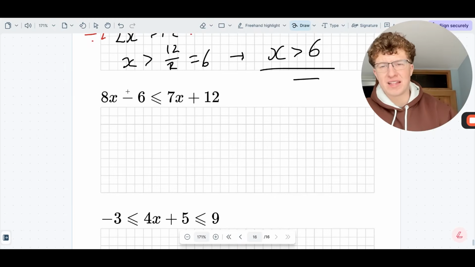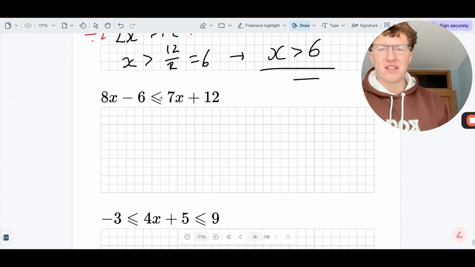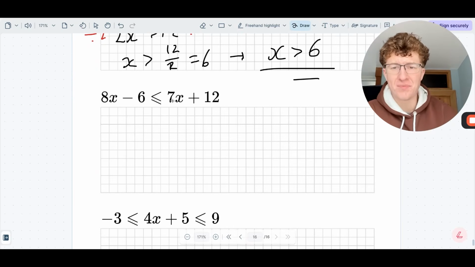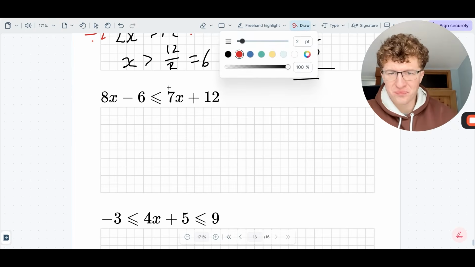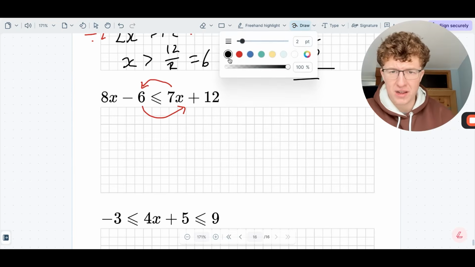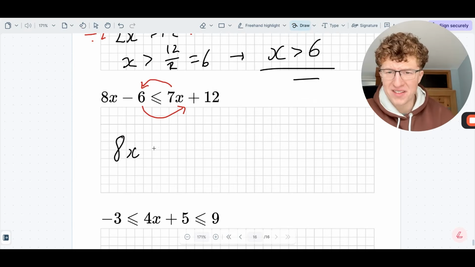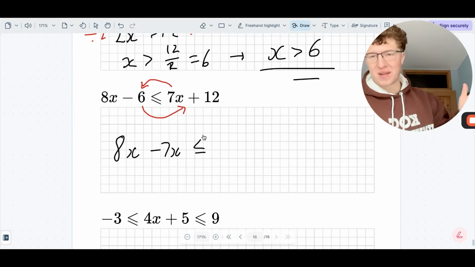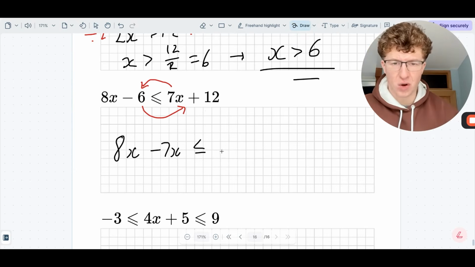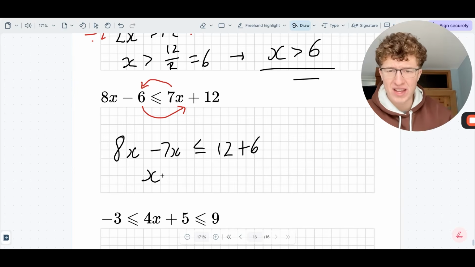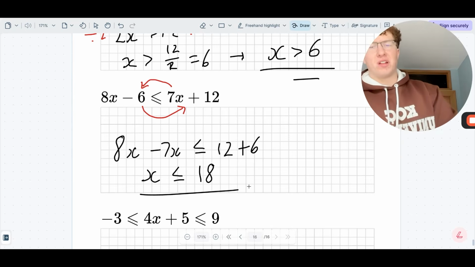Then we could have something like this, where we have 8x minus 6 is less than or equal to 7x plus 12. Again, we can treat this like an equals sign, and we want to get the x on its own. So I'm going to bring the 7x over to this side, and I'm going to bring this 6 over here. When I do that, I'm going to end up with 8x minus the 7x, because I brought it over to the left, is less than or equal to, the sign stays the same, pointing the same direction. We're going to bring the minus 6 over, so it's going to become a plus 6. Then 8x minus 7x is just going to give us 1x. It's less than or equal to 12 plus 6, which is 18. So that's that one done.